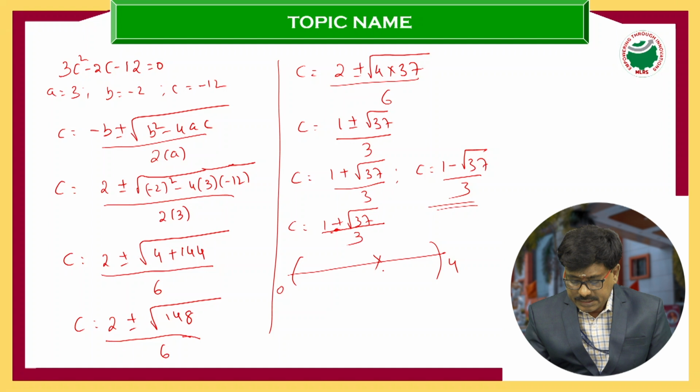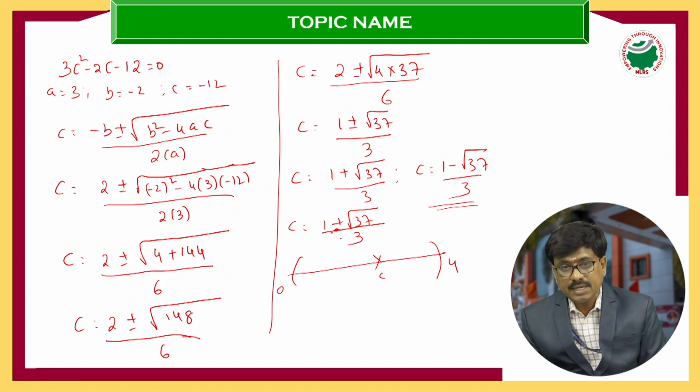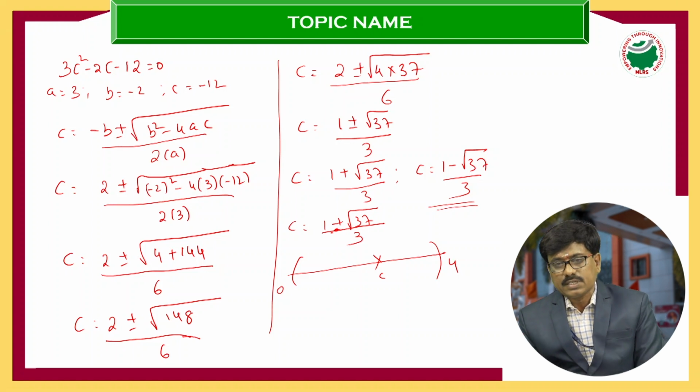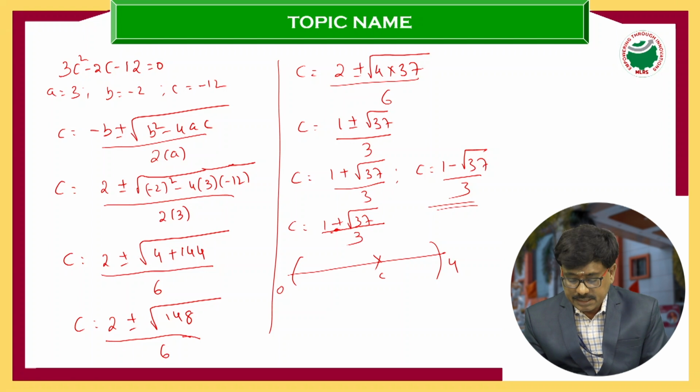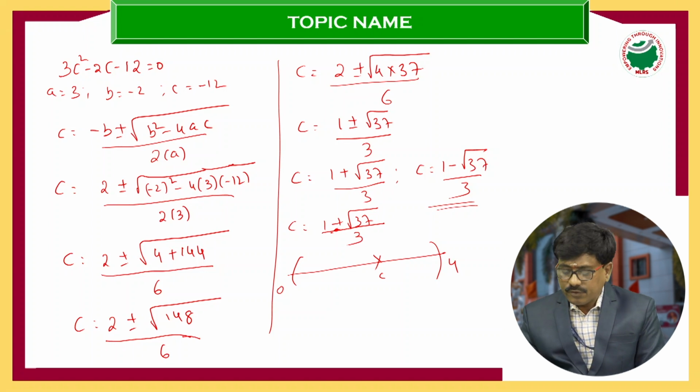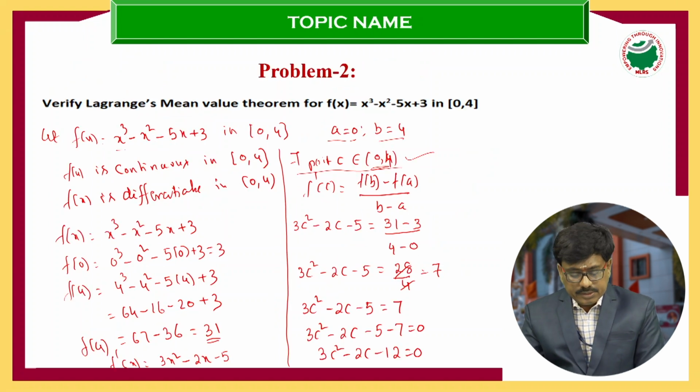There exists a point C in between. C equal to how much? 1 plus or minus root 37 by 3. You can calculate, you know, already the square root of 36 is 6. We can calculate the value of C. The C value always lies between 0 and 4. Therefore, this function is continuous as well as differentiable, and also always exists between A and B. F dash C value becomes what? 0. This is about problem number 2.